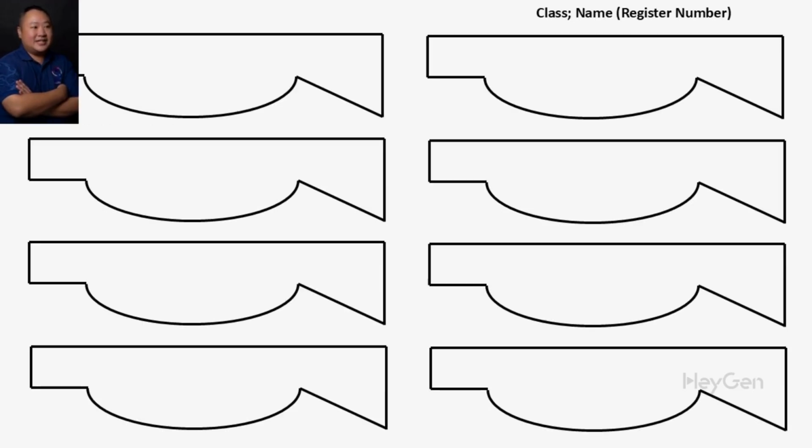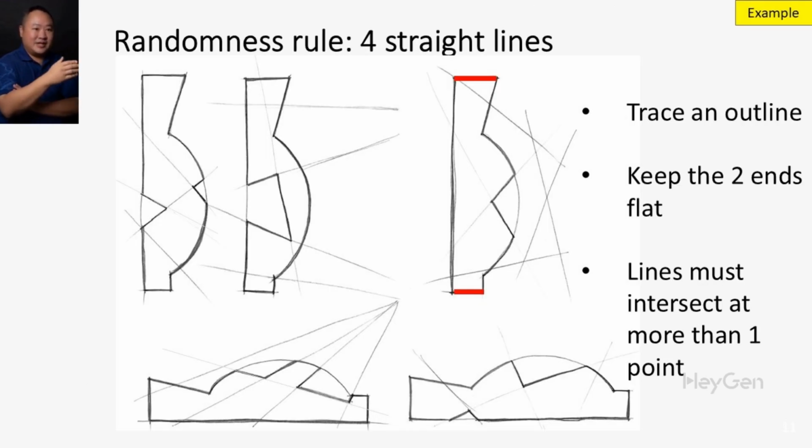First, you will receive a template of 8 shapes as shown. Use it as an underlay to trace over lightly on a fresh sheet of layout paper. Remember to have the habit to write your class, name, and register number at the top right corner of the layout paper. Now, follow this randomness rule of using 4 straight lines to cut across each shape. These lines must intersect within each shape at more than one point. The more intersections you have, the more interesting will be your design.